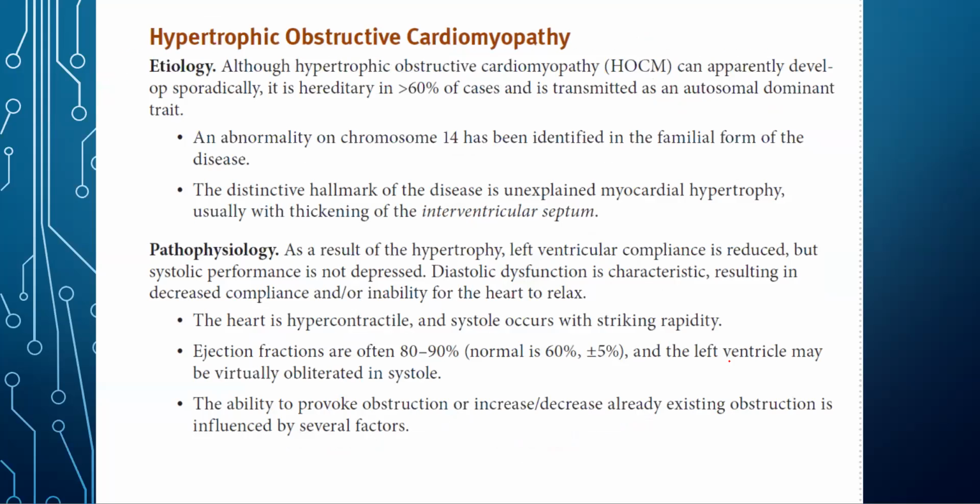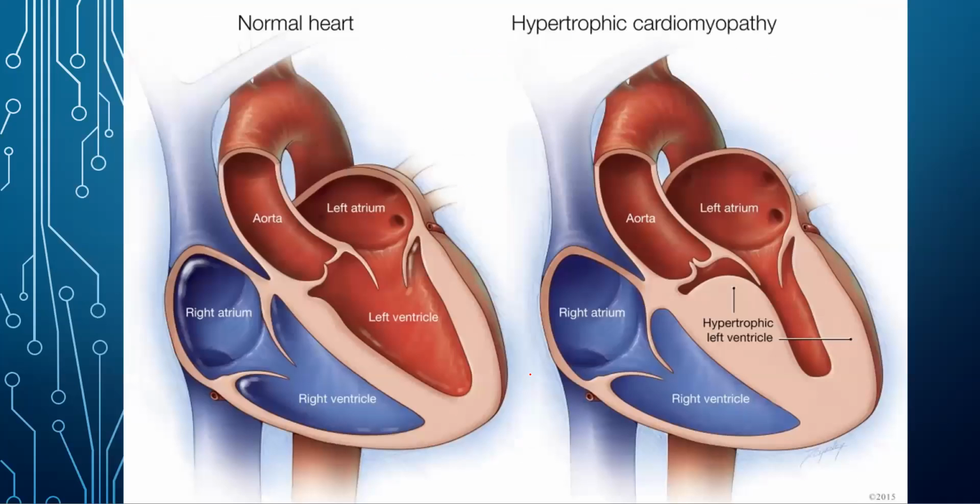Next is hypertrophic obstructive cardiomyopathy. Very important for the exam. So what does it mean actually? Hypertrophic obstructive cardiomyopathy means that the ventricle, especially the left ventricular septum, gets enlarged or hypertrophic. Have a look. This is the normal left ventricle and also the ventricular septum. Now, if you look at this ventricular septum, you can see how much enlarged it is. The whole ventricular muscle also gets enlarged or hypertrophied.